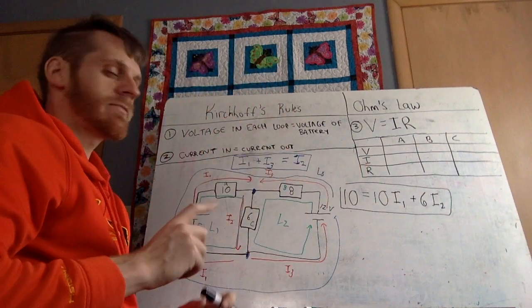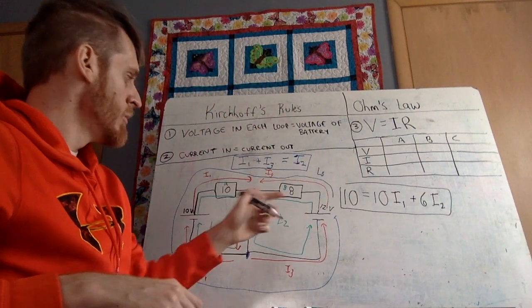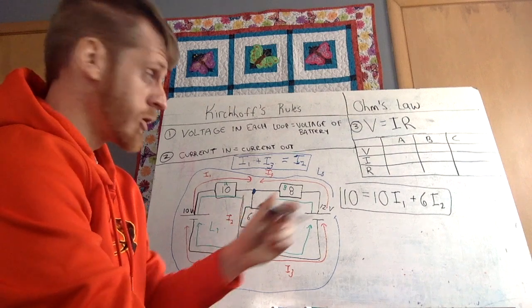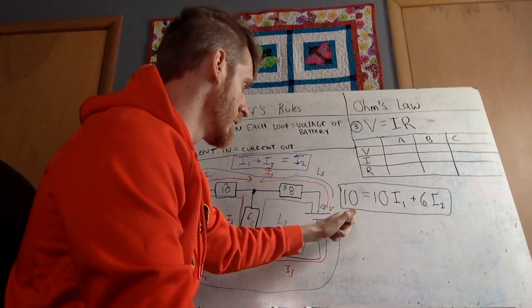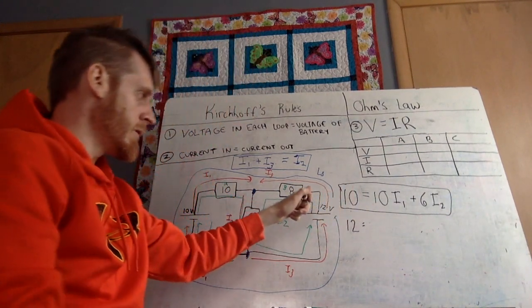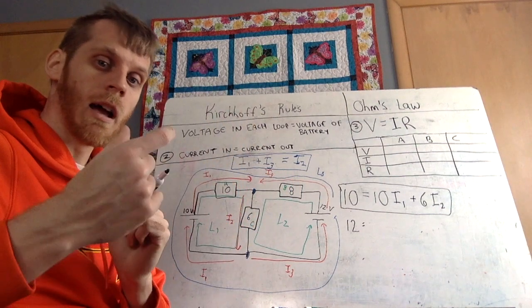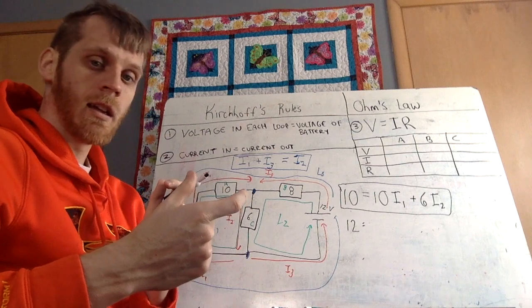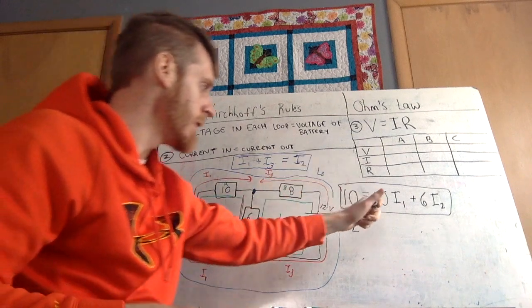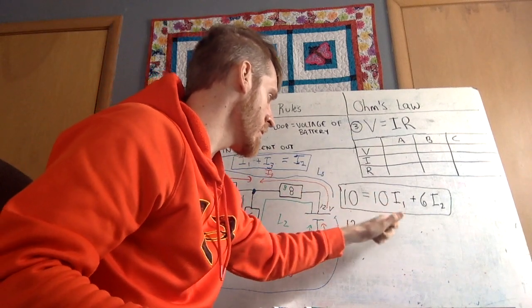All right. Let's look at loop number 2. Loop number 2 is 12 volts. So this is going to be 12 volts. We go around this path. The first thing it runs into is this 8 ohm resistor. So it's going to equal I times R. The I is I3 and the R is 8. So we have 8 I3.